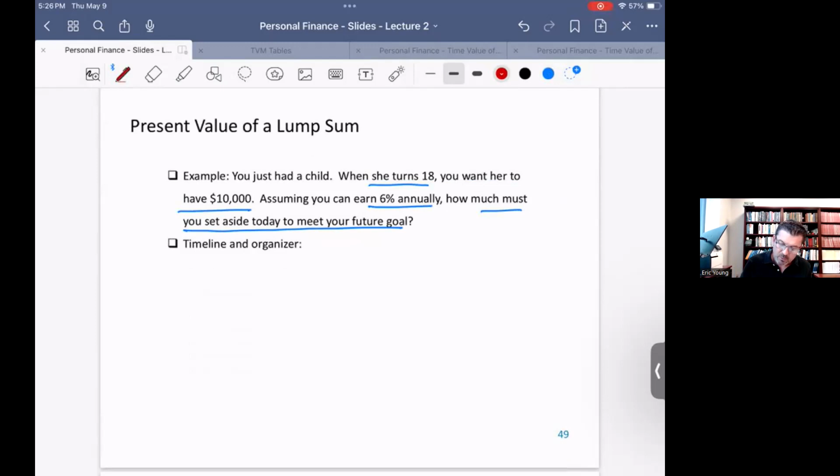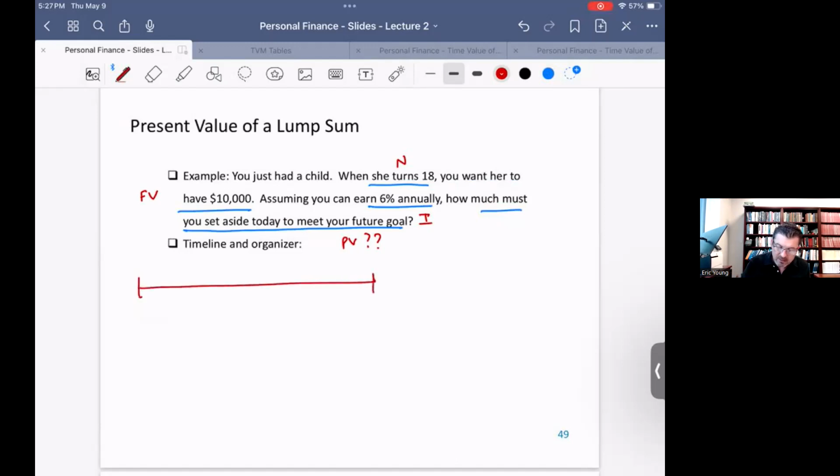So let's think about it. Well, she was just born, so 18 years is our N. You want her to have 10,000, that's the future value. It's going to grow at 6%, that's the I. The question is, how much money do you have to set aside today to make it work? Okay, we can do this again with a timeline and an organizer.